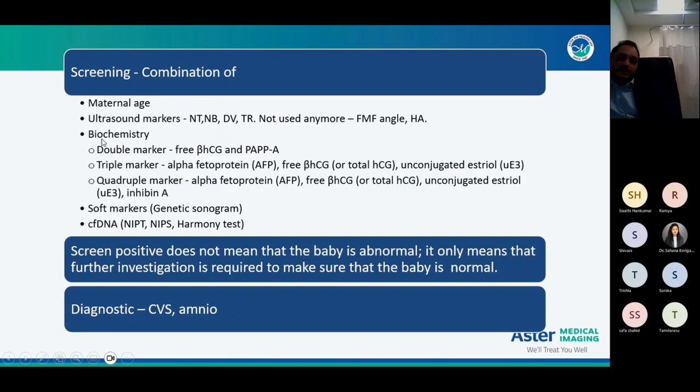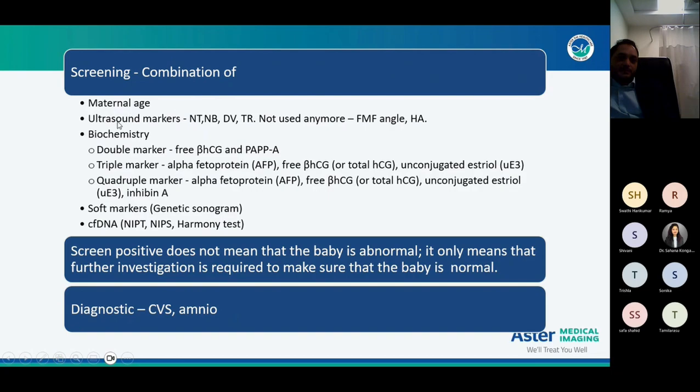So how do we do the screening tests? This involves a combination of several things, such as starting with maternal age. Every mother has a risk that her baby may be born with an aneuploidy. That is the a priori risk of the mother. A priori means prior risk, that is the inherent risk which exists already. So this maternal age is combined with ultrasound markers such as nuchal translucency, nasal bone, ductus venosus flow, tricuspid regurgitation. Earlier we were using frontomaxillary facial angle and hepatic arterial Doppler, which are no more used.